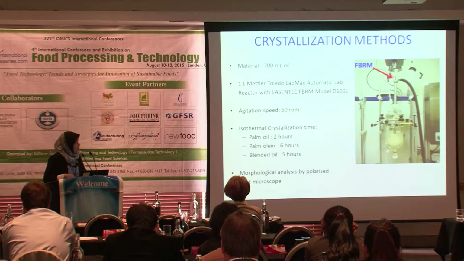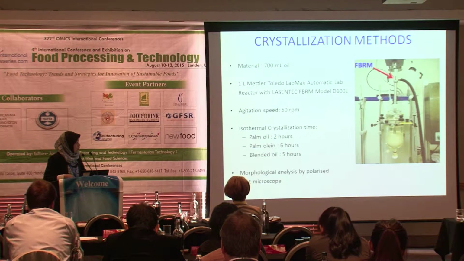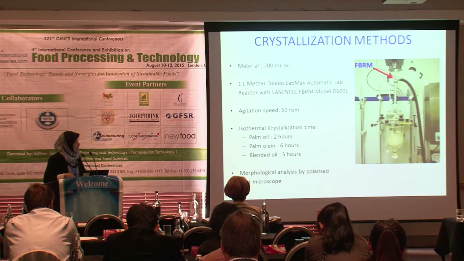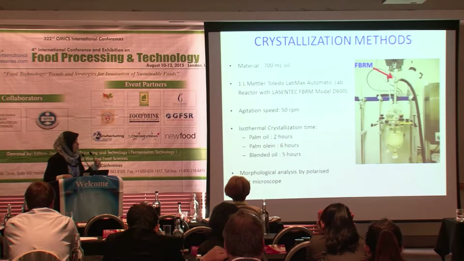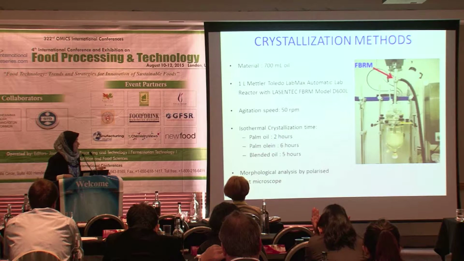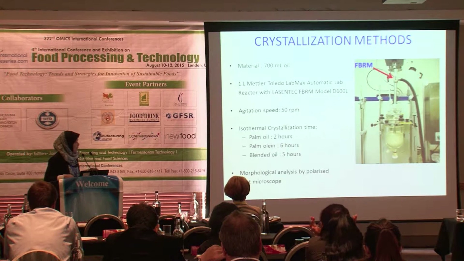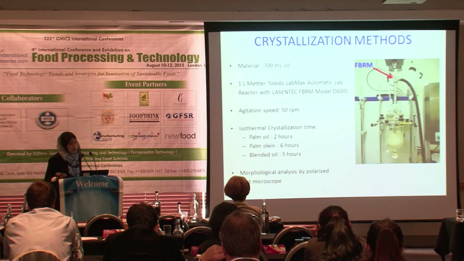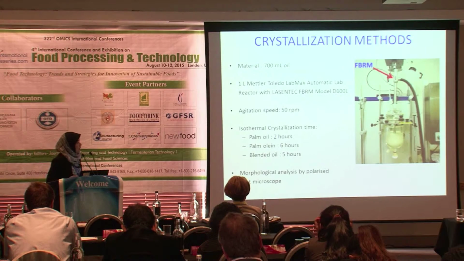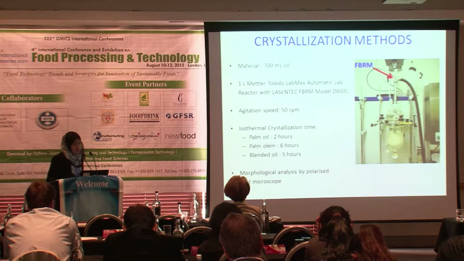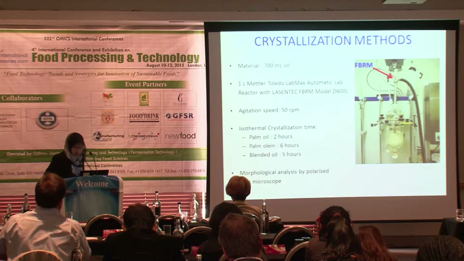For different matrices, we crystallized isothermally for different times. For palm oil, it was 2 hours, palm olein, which is the subproduct of palm oil, was crystallized for 6 hours, and the blended oil was crystallized for 5 hours. We also sampled the oil at different intervals and monitored the morphology under the microscope.